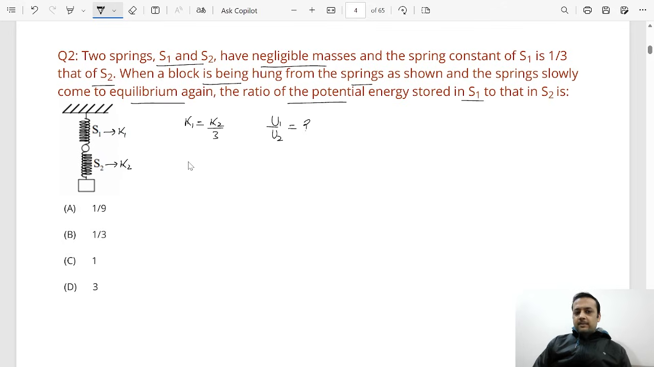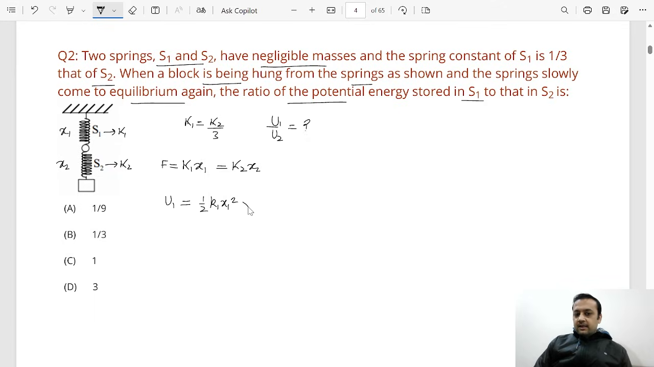Clearly, if you remember, the series condition is that the force will be equal. That means if here the extension is x1 and here the extension is x2, the series condition says that k1 x1 = k2 x2, which means the spring force will be the same in both the springs. Now, if I ask you the value of the potential energy U, you can write this as half into k1 into x1 square.